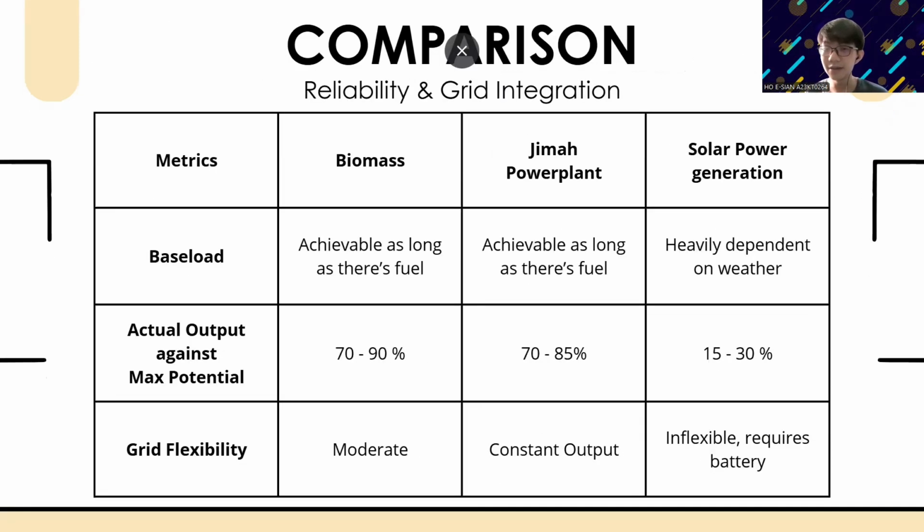So we'll be comparing the reliability and grid integration of each power generation. For biomass, the baseload is achievable as long as there's enough fuel. Baseload essentially is the maximum output desired. And for the GMA power plant, again, it's achievable as long as there's fuel. For solar power generation, however, it's very heavily dependent on weather. Good weather, for example, sunny weather, would allow the baseload to be achieved. And on cloudy days or rainy days, it's very difficult to achieve the baseload.